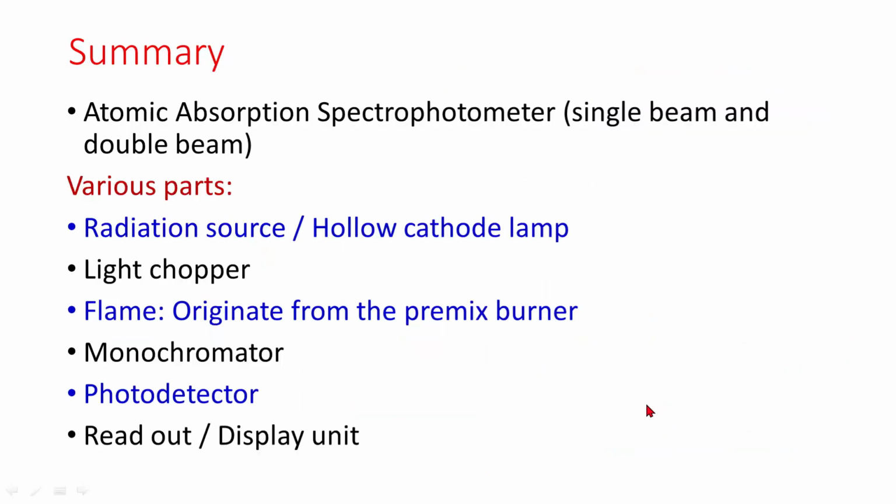In summary, we have discussed the atomic absorption spectrophotometer, single beam and double beam, and discussed various parts, that is the radiation source, which is a hollow cathode lamp, light chopper, flame that originates from the premix burner, monochromator, photodetector, and readout device.